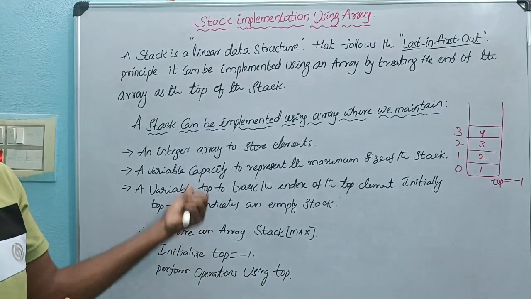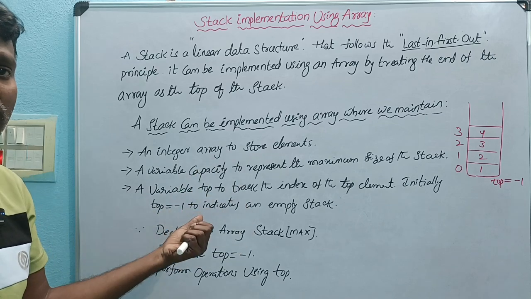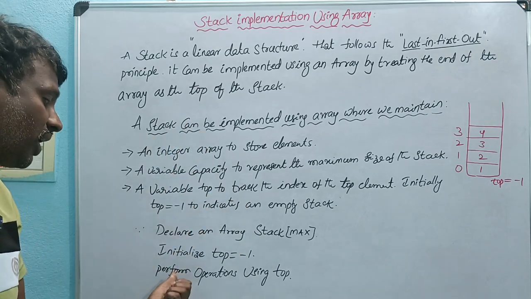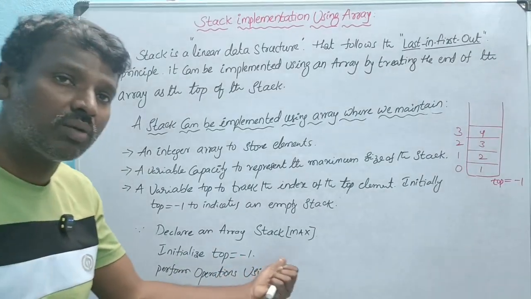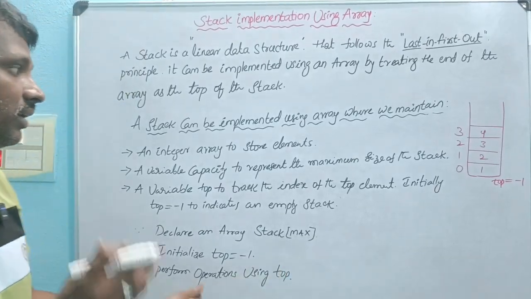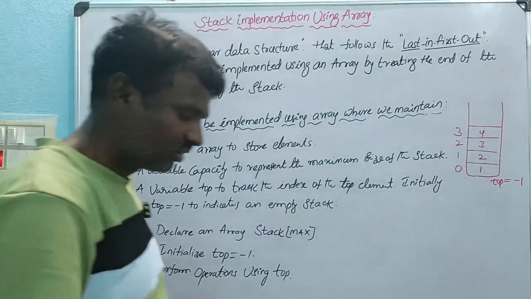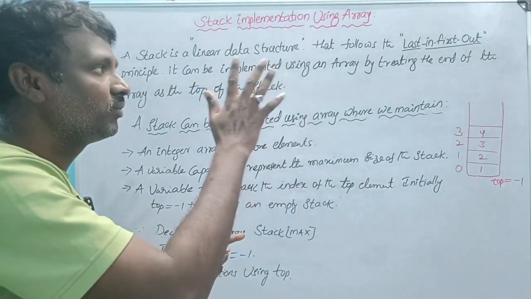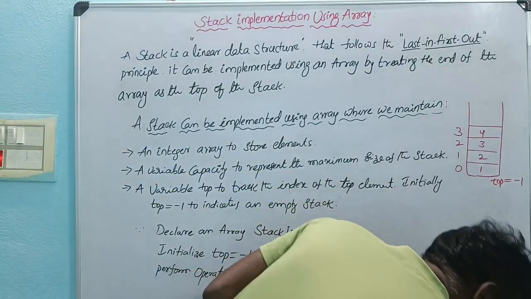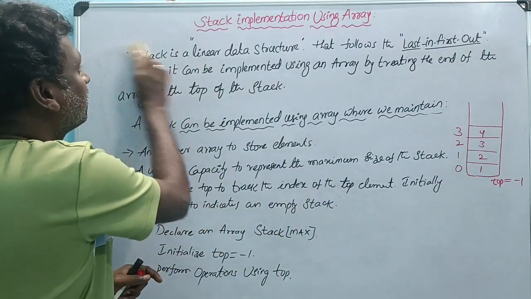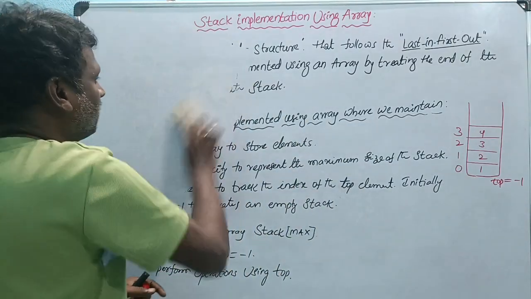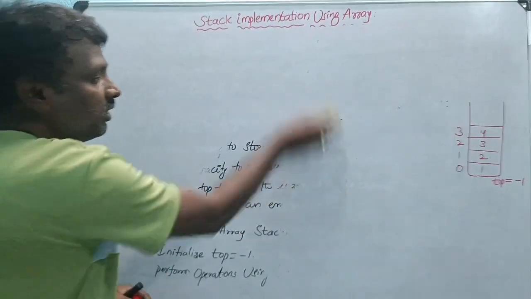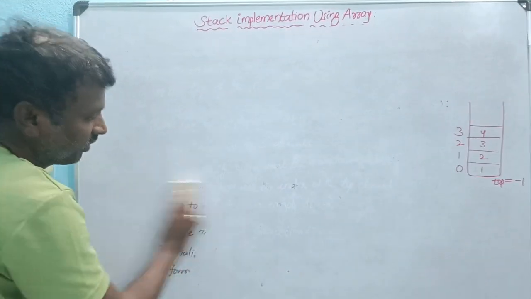Then perform operations using top. In the stack, insertion as well as deletion is performed at one end only. That end is called top. That's why we perform operations using the top position only. See one by one. What are the basic operations of stack? Those same operations we perform here also using arrays.